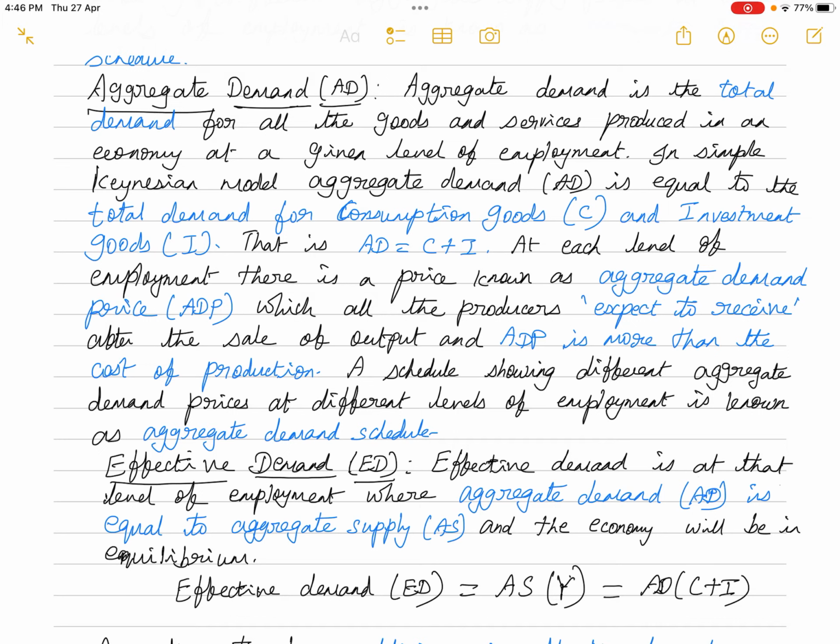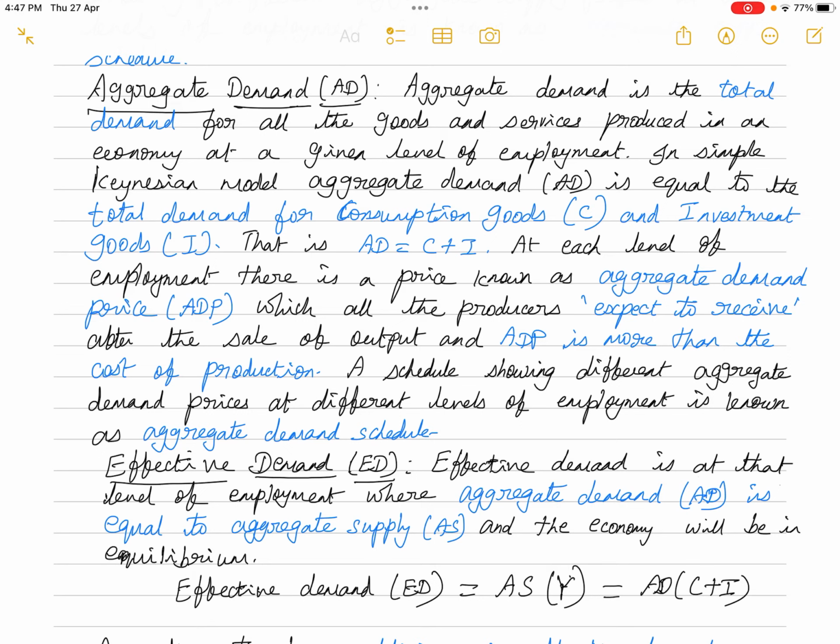Just like aggregate supply AS is equal to Y, which is the national income, aggregate demand AD is equal to C plus I, that is the demand for consumer goods and the demand for investment goods. Okay, again, at each level of employment, there is a price known as the aggregate demand price, which all the producers expect to receive after the sale of output, and the aggregate demand price is more than the cost of production. Okay, now I think you can understand the difference between the aggregate supply price and the aggregate demand price.